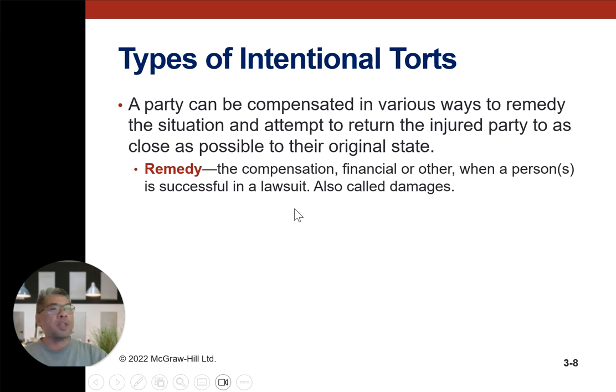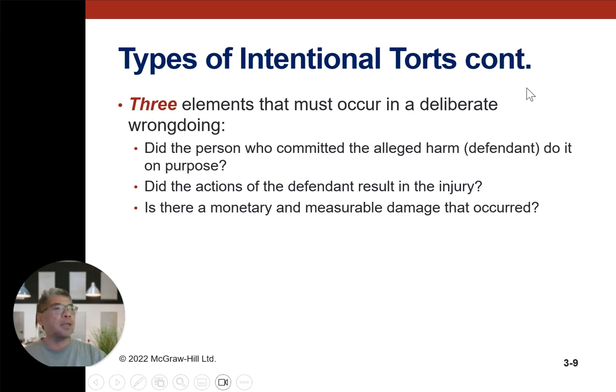For the types of intentional tort, a party can be compensated in various ways to remedy the situation and attempt to return the injured party to as close as possible to their original state. A remedy is compensation, financial or other means, when a person is successful in a lawsuit. It's called damages. What are the three elements that must occur in deliberate wrongdoing?